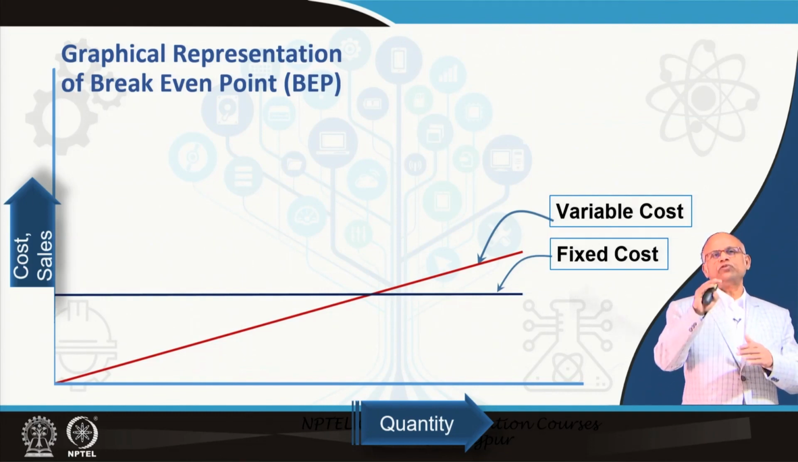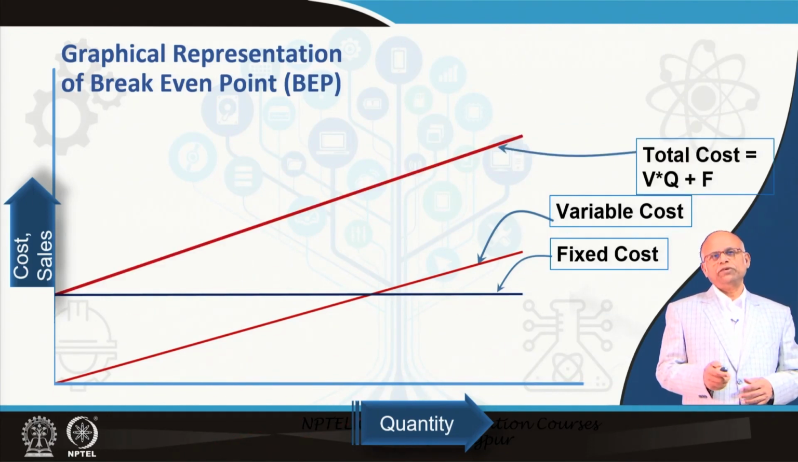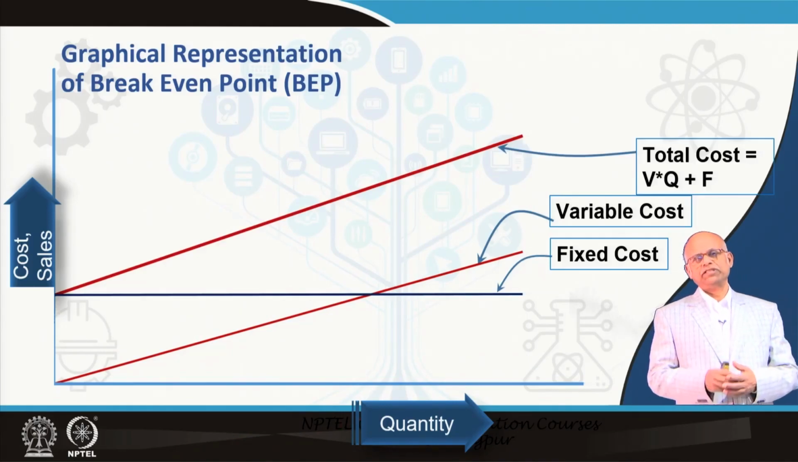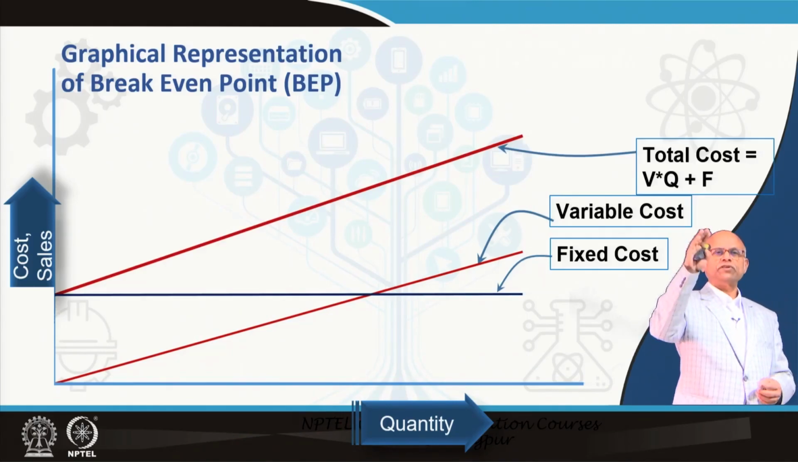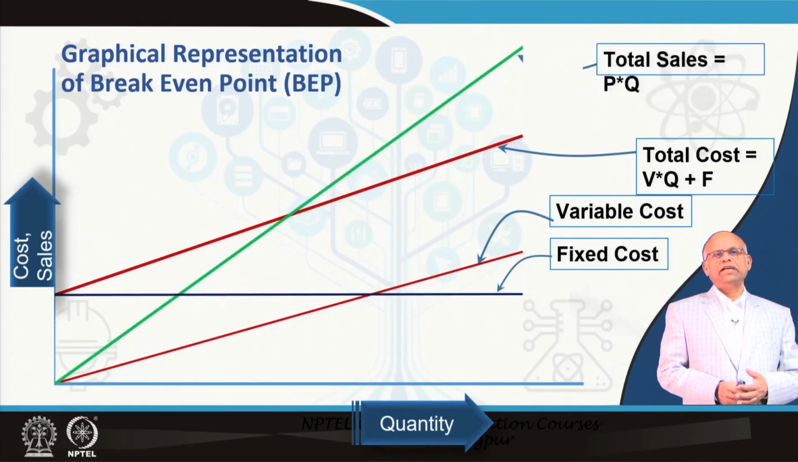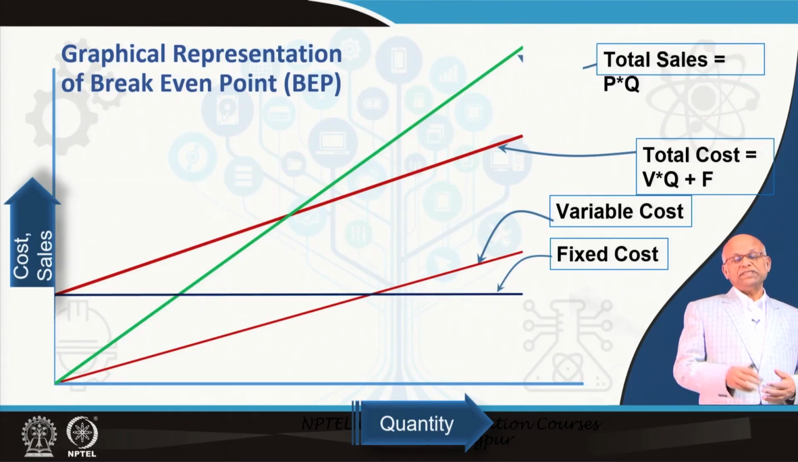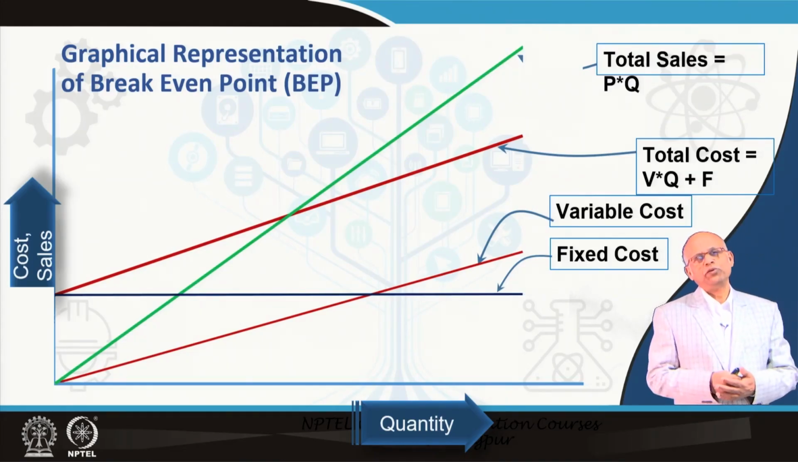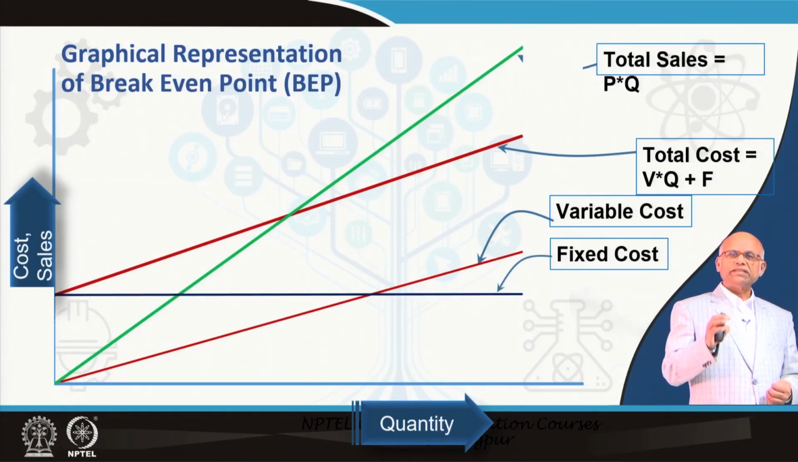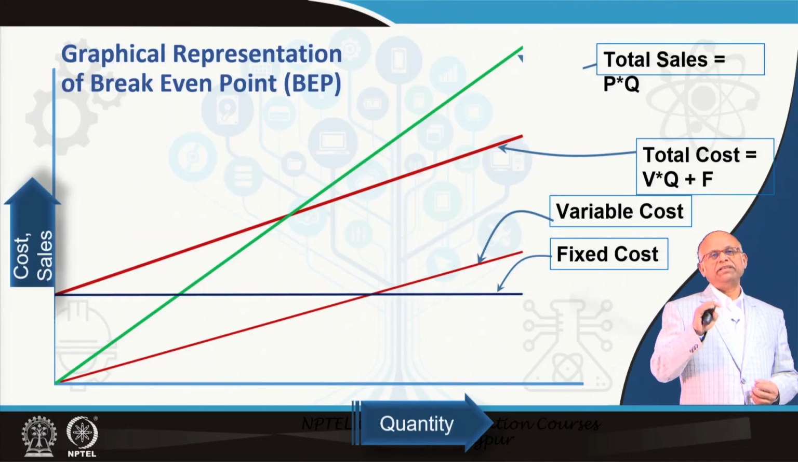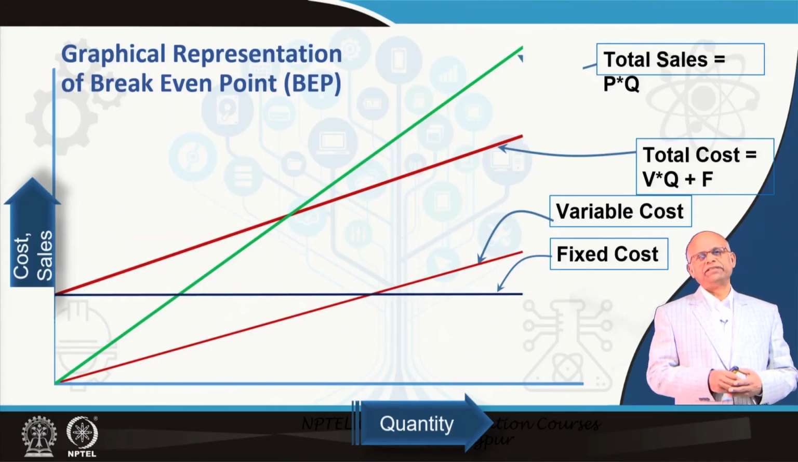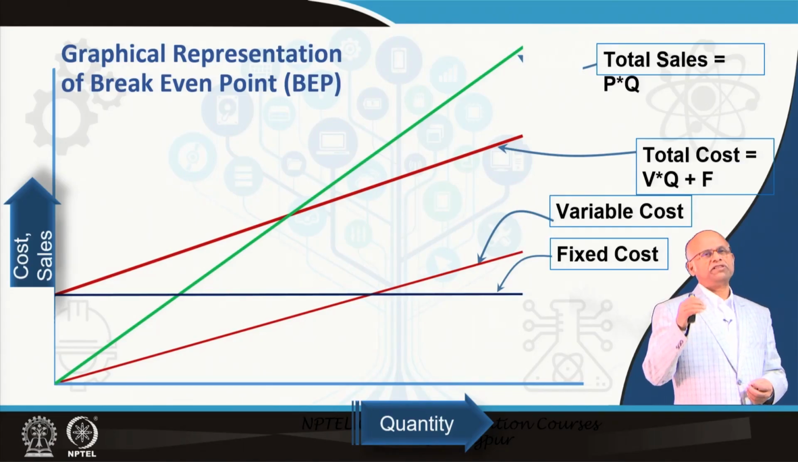Now, these are the two costs. If you combine the two, you get total cost. So, this looks like the total cost. Variable cost is added to fixed cost, it becomes total cost, and sales also starts from 0, and then it has a slightly higher slope, because the slope of the sales line is equal to unit selling price, and the slope of the variable cost line is equal to unit variable cost.